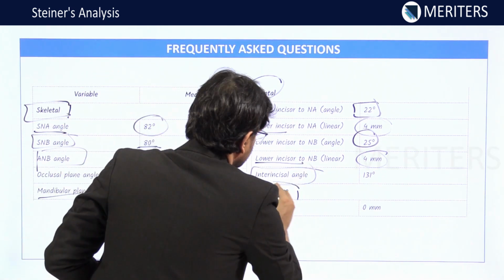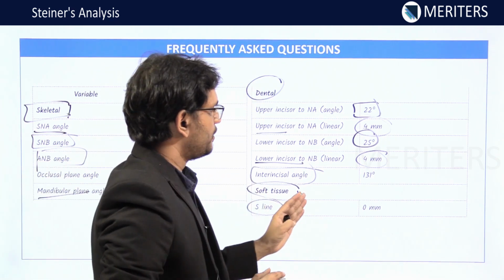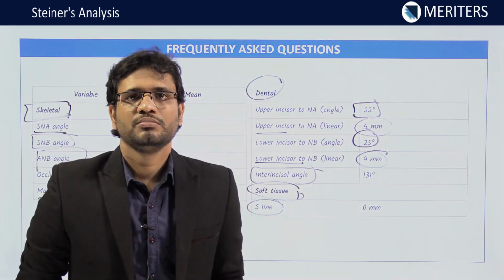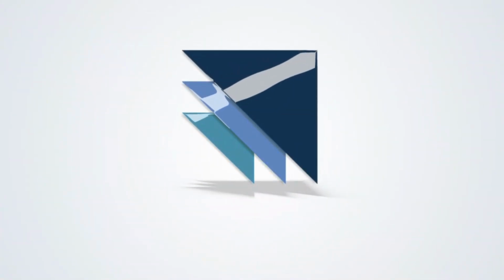Now coming to the soft tissue, we have the S line, and the distance between the S line and the lips should be 0.